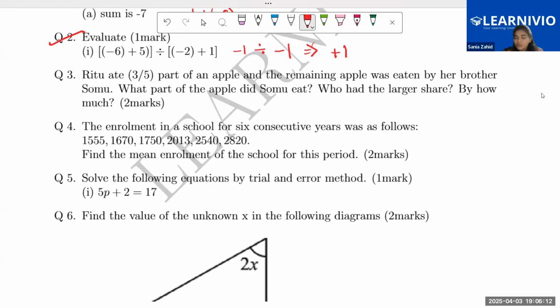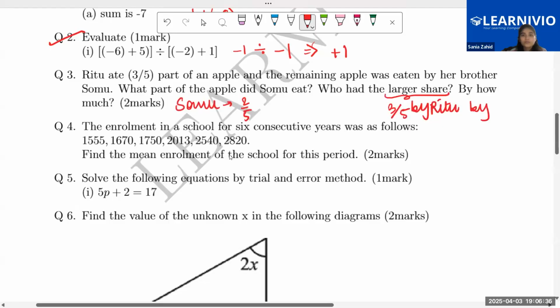So you have to first tell how much part was eaten by Somu. Yes, Somu ate 2/5 of the apple, and Ritu had the larger share. She had it by 1/5. Very good. Larger share is 3 by 5 by Ritu, and by how much? By 1/5. Very good.